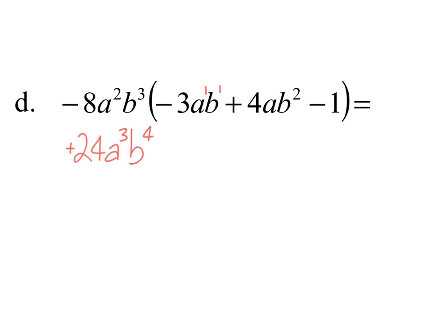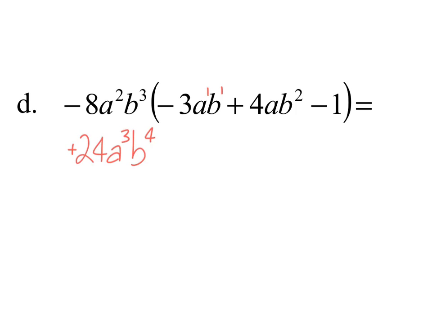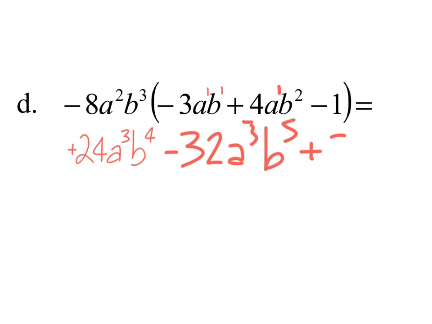All right, negative 8 times positive 4 is going to be what? Negative 32, right? And then a to the second times a to the first is going to be a to the third. And then b to the third times b to the second is going to be b to the fifth. And then finally, negative 8 times negative 1 is going to give us positive 8. And then we're simply going to carry over these variables. So it's going to be positive 8, a to the second, b to the third.